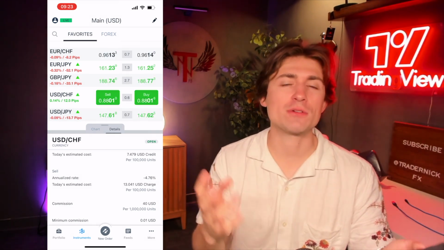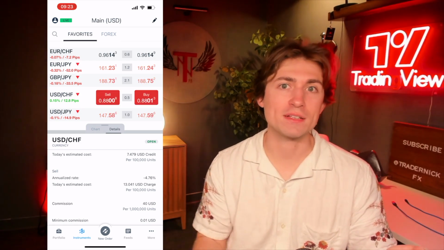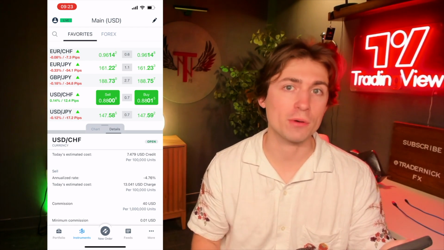So what I love here is the transparency. The app lets you see exactly how much swap rates and swap credits or debits are going to cost or credit your account for holding a particular position.